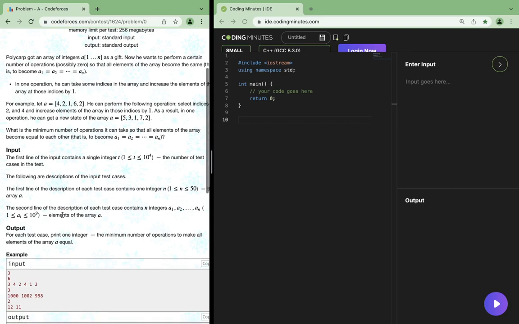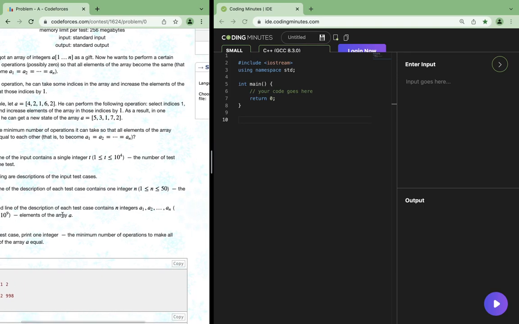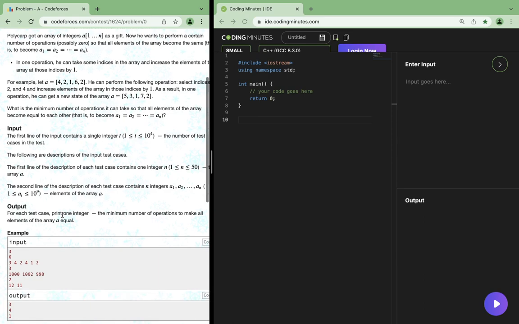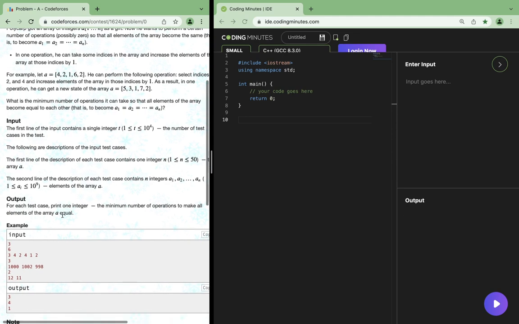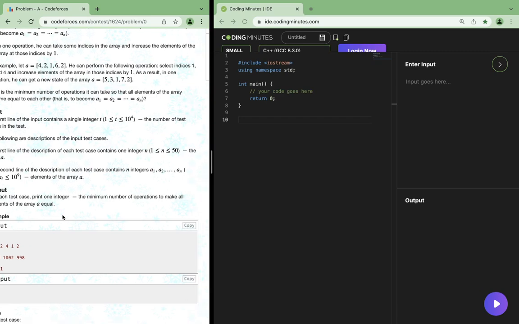Certain so that all the elements of the array become the same. In one operation, he can take some indices in the array and increase the elements. For example, this he can perform the following.